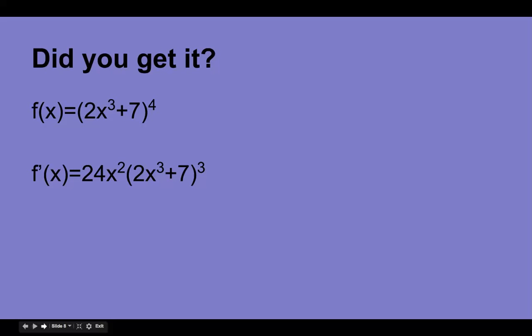So how we got this was first we found the derivative of what's on the inside. So 2x cubed plus 7, 7 goes away, and then the derivative is 6x squared. So we take out the 6x squared and bring it to the front. Then we take our 4, which is our exponent in this problem, and also take it out to the front, multiplying times 6x squared, which just becomes 24x squared.